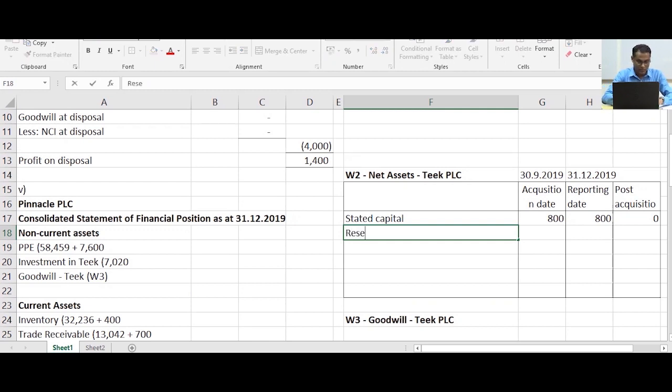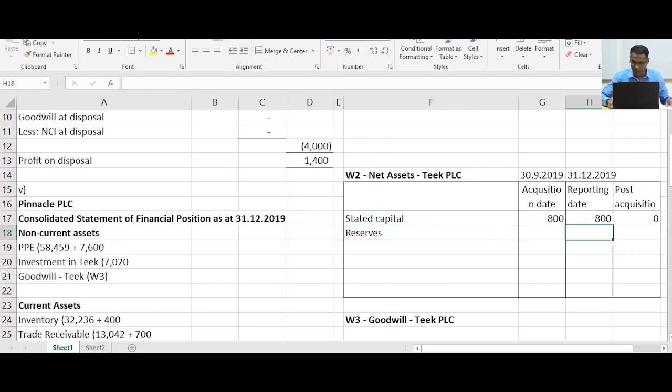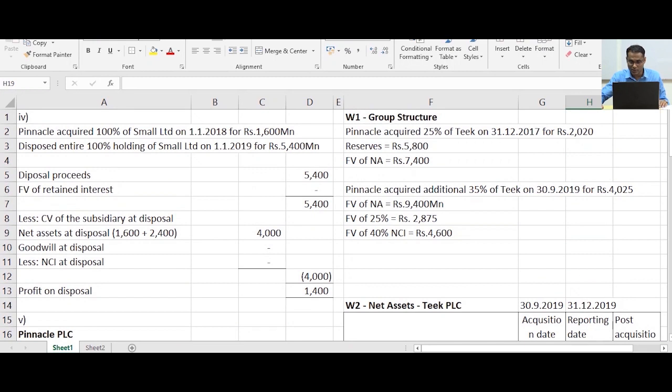I would say reserves. How much at the reporting date? 7,900. Okay. Then how much is the reserves at the acquisition date? If you look at this question, 30th September 2019 is the acquisition date. That is the date we are going to apply the acquisition accounting. So how much were the retained earnings balance on that date?